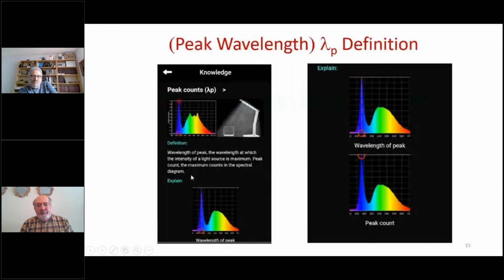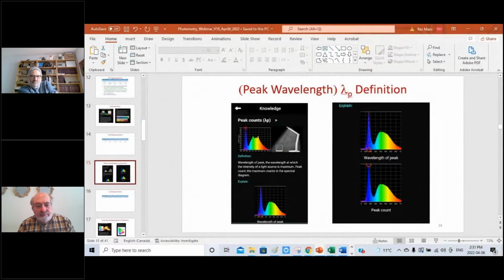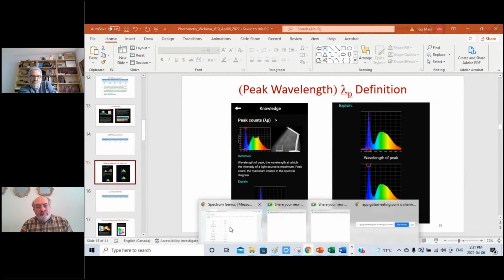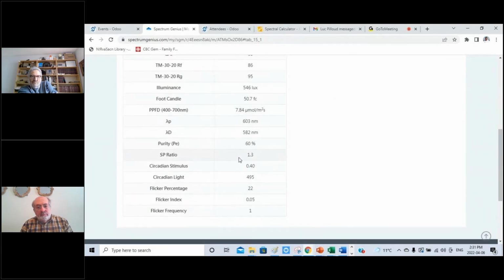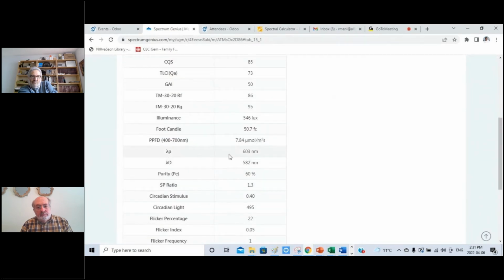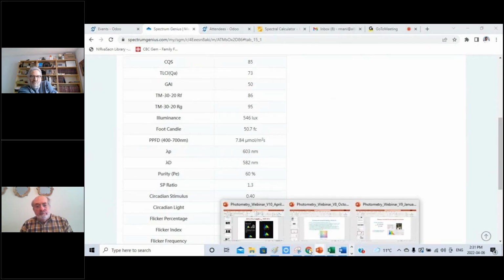So far, so good. All right. Now, another parameter, peak wavelength. Let's again go back to the spectrum genius, to the cloud, and see what I'm talking about here. Lambda P, 603 nanometer. So let's try to understand what this is.